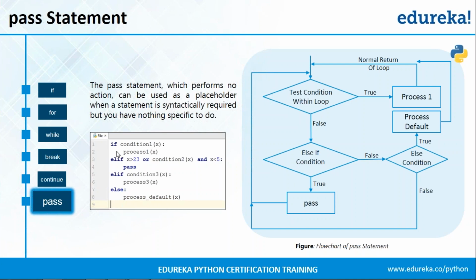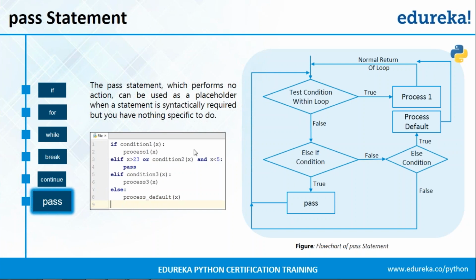In this condition, you might ask me that if this condition is getting satisfied and I don't want to execute anything, why just write pass? I can simply remove this condition, right? You can think of it like that.